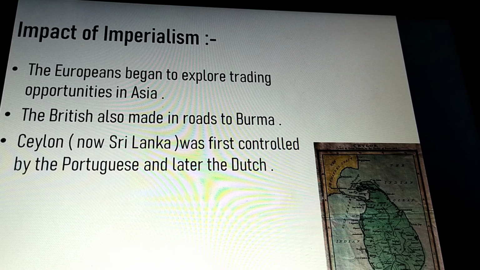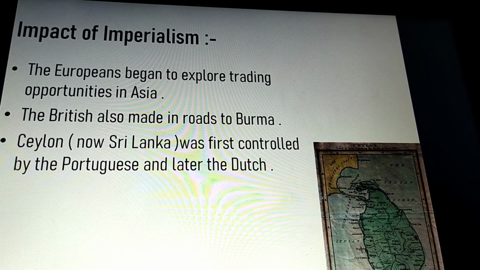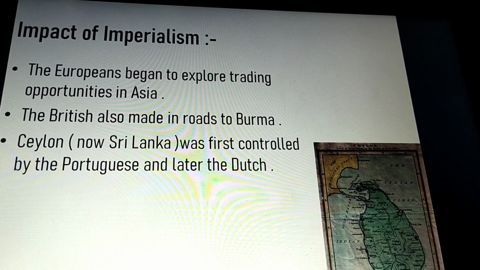So in this chapter we have seen everything about industrialization, the Reformation and imperialism, what the impacts were, what the reasons or causes behind them were, and how all these things affected society. Thank you.